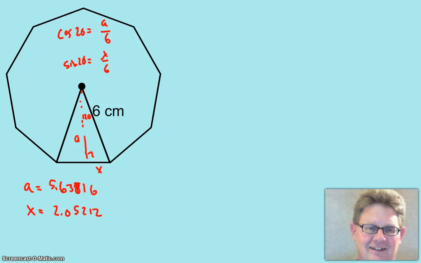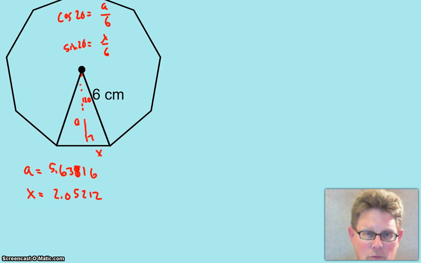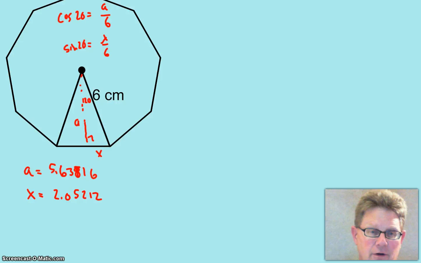So let's go ahead and find A and x and come back and make sure you get the right answers. So the apothem is 5.63816. Look on your calculator. The x value is 2.05212. So now we're almost ready to find the area of that regular nonagon.